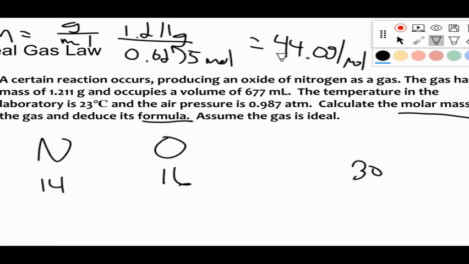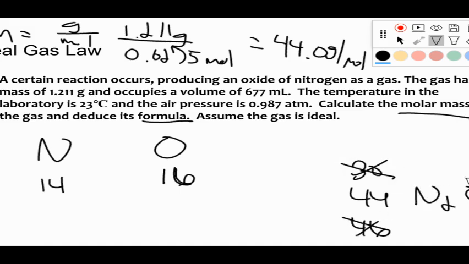That is not correct. Let's try it now with 2 nitrogens and 1 oxygen. So let's do the mass of 14 times 2 plus 16, and that gives me my mass is 44, which is what I have up there. Let's try one other option. Let's do 1 nitrogen and 2 oxygens. And that comes out to 46. So that is too high. This is too low, this is too high. So it ends up being N2O.